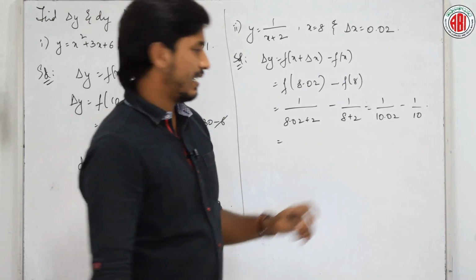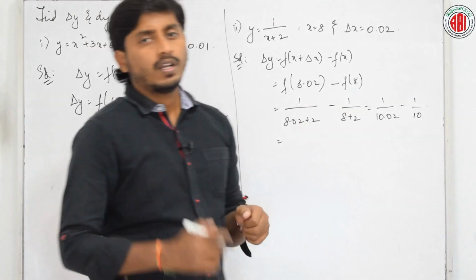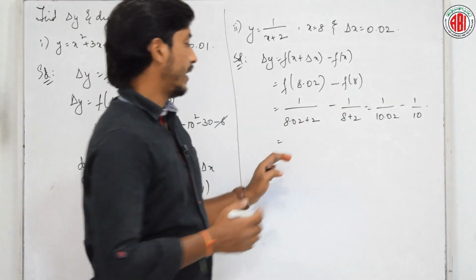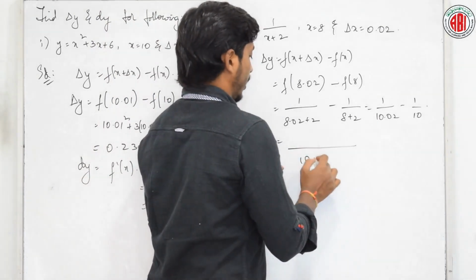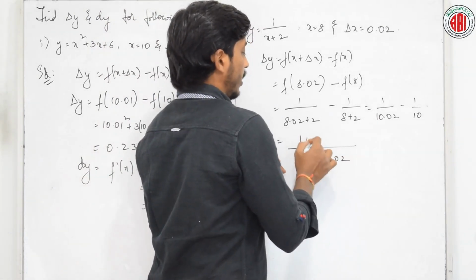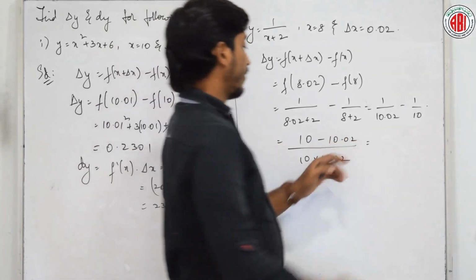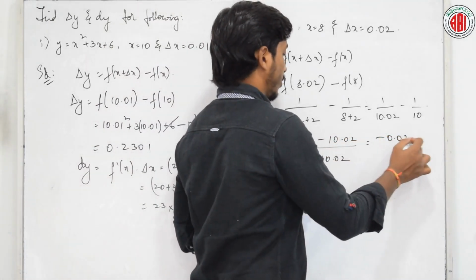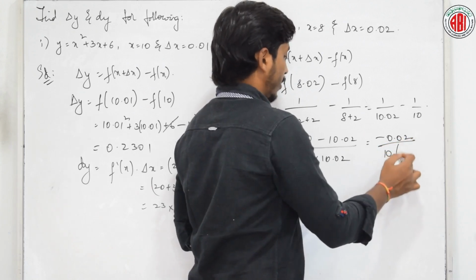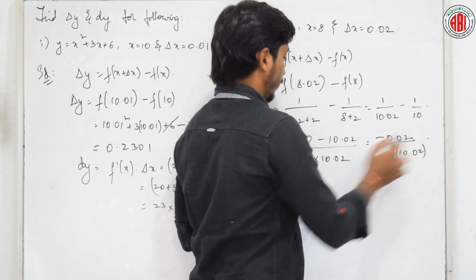Just try to simplify it. How do we simplify? You can take the LCM also. It's okay, 10 into 10.02. 10 minus 10.02. That is, you will get minus 0.02 in the numerator, and in the denominator you will get 10 into 10.02.